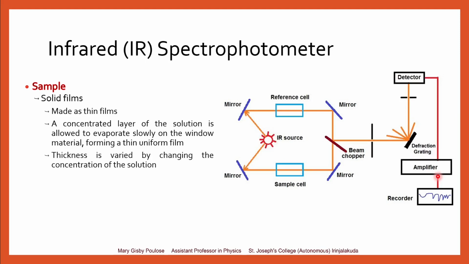Now, by varying the concentration of the solution, I can vary the thickness of the film. The disadvantage of this technique is that the thin film produces additional interference effects.